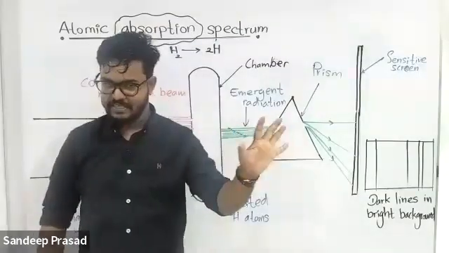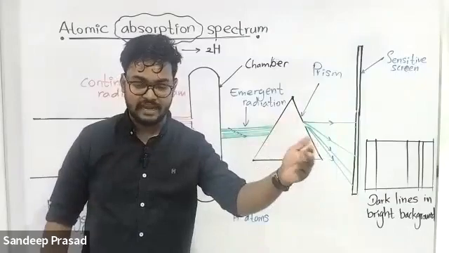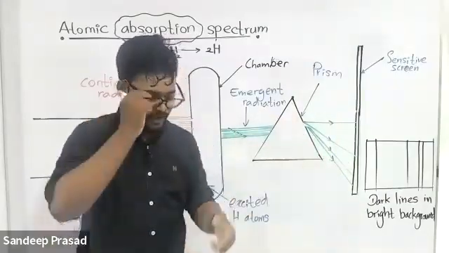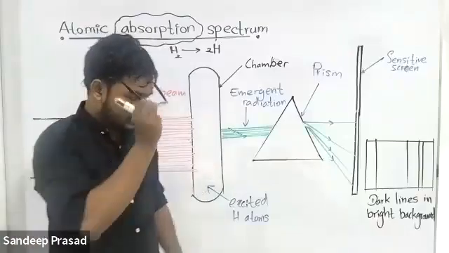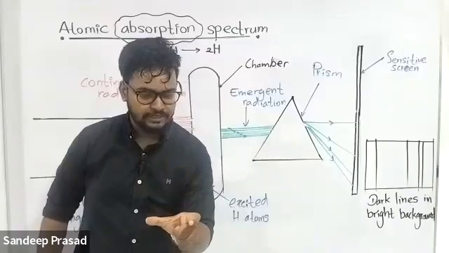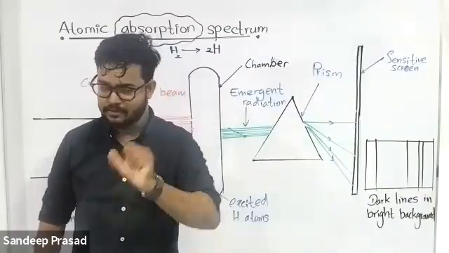We have a sensitive screen. Energy radiations are emitted and we can analyze this energy radiation through this sensitive screen. Finally, you can see dark lines in a bright background. Can anyone tell me what these dark lines and bright background mean?